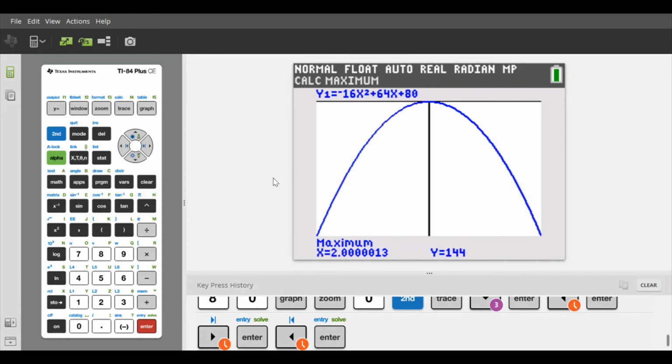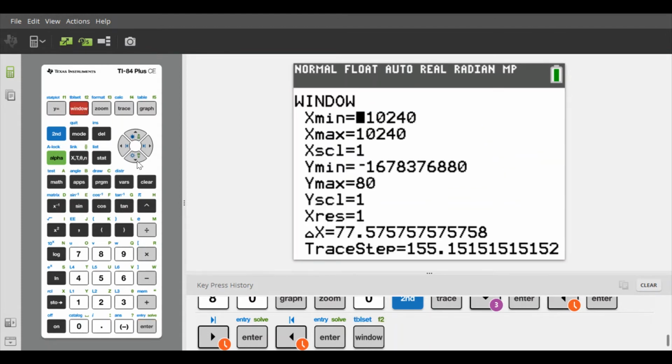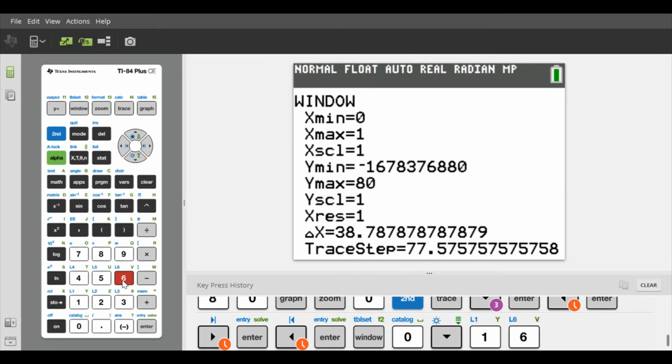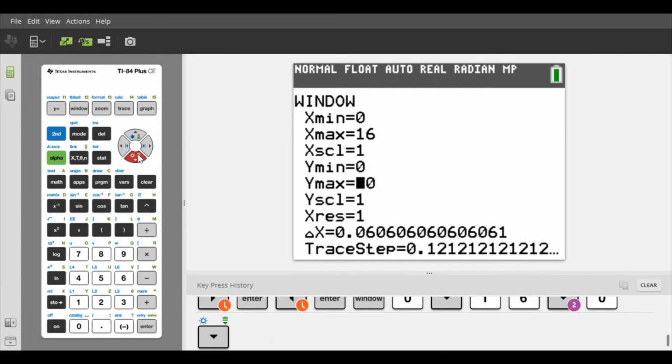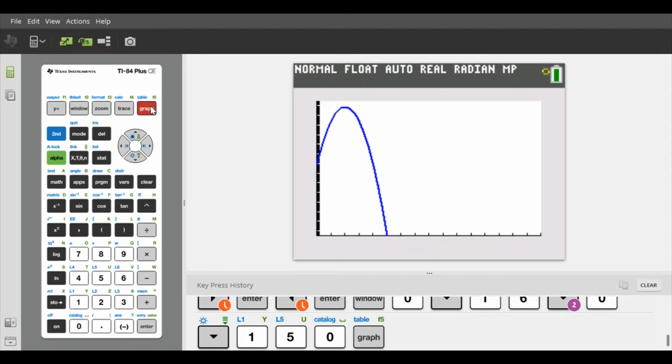Now, just for the sake of this, I want to get a little bit better view of it so we can see exactly what's going on here. Okay, so I'm going to change my window a bit, knowing that the x was 2 at the maximum. I'm going to change the x min to 0, the x max to let's say 16. The y at the maximum was 144, so y min I'm going to let be 0, and y max about 150. Let's see if we can graph it now and see what it looks like. Alright, that's a little bit better of a view for us.